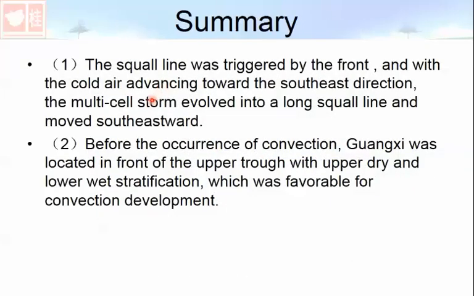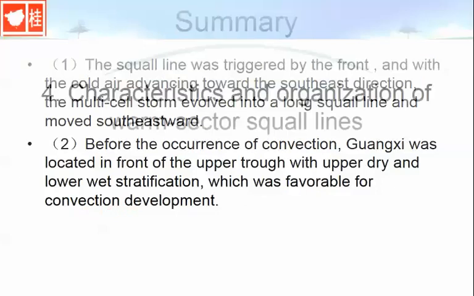This is the summary of the frontal squall line. First, the squall line was triggered by the front, and with the cold air advancing towards the southeast direction, the multi-cell storm evolved into a long squall line and moved southward. Second, before the occurrence of convection, Guangxi was located in front of the upper trough with upper dry and lower wet stratification, which was favorable for convection development.